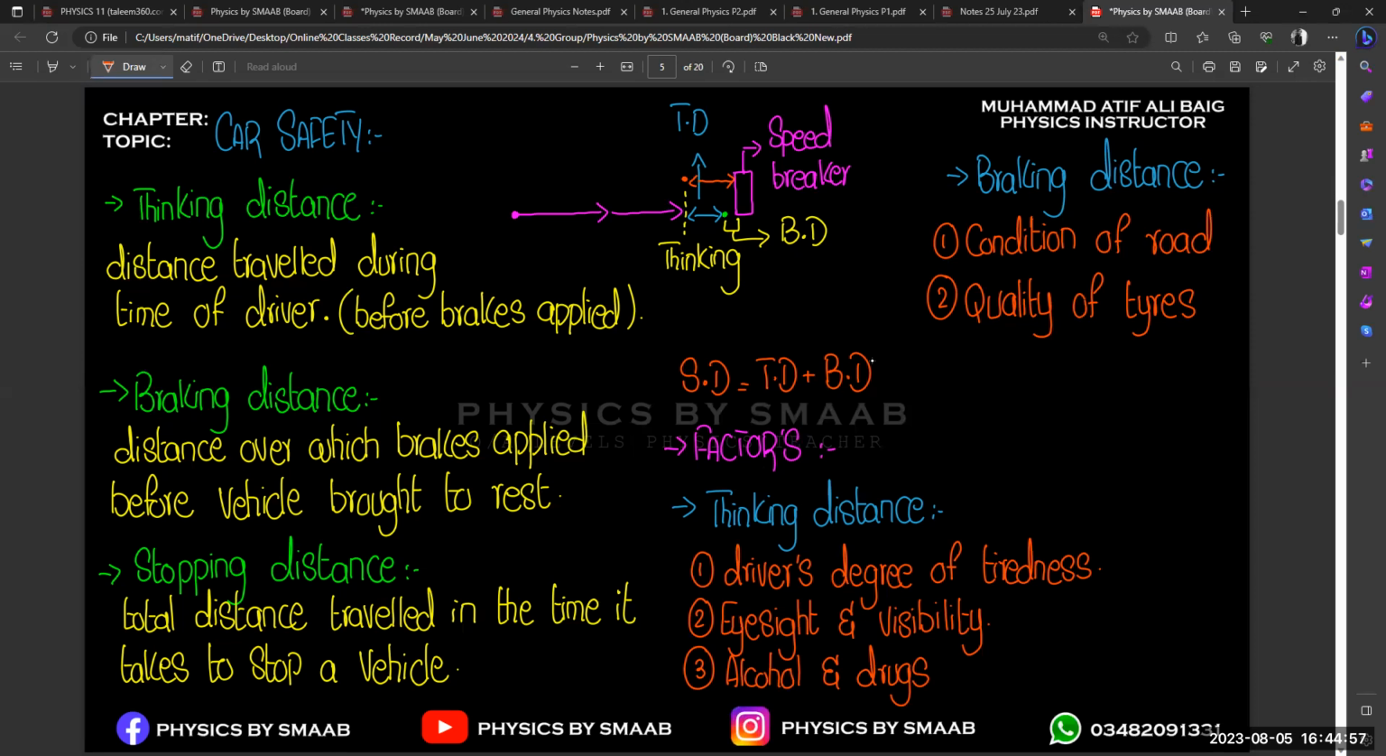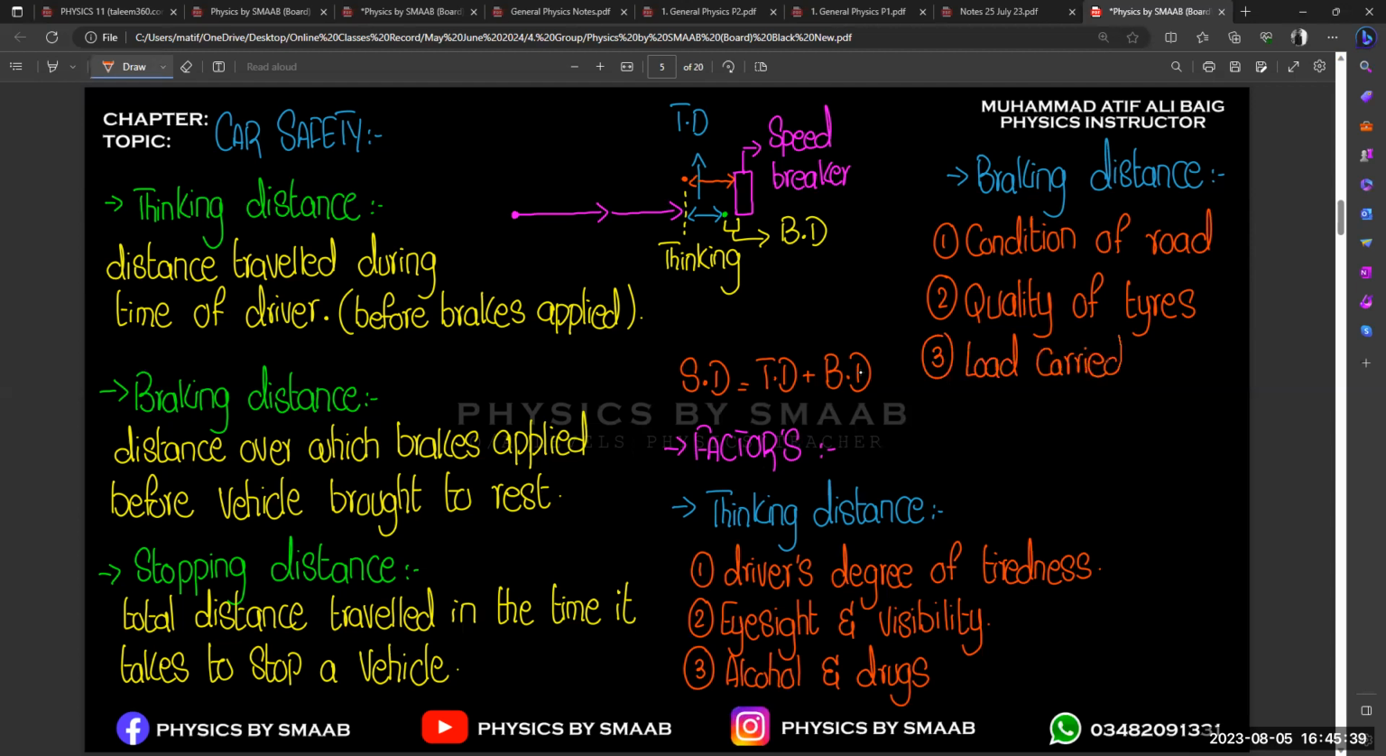And one more important thing: if you remember, we talked about inertia. In inertia, we discussed that mass increases the value of inertia, right? So let's suppose your vehicle is heavily loaded. Because of inertia, it will take more time to come to a state of rest. So it also depends upon the load carried by your vehicle.